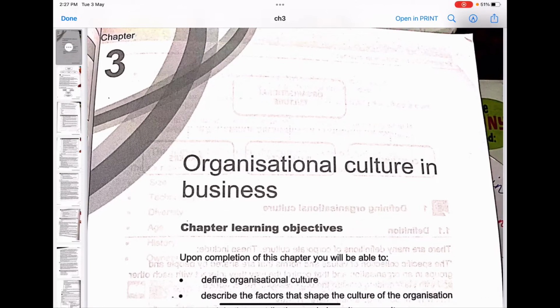Hello everybody, today we'll be doing chapter 3 of ACCA Business and Technology F1: Organizational Culture in Business.